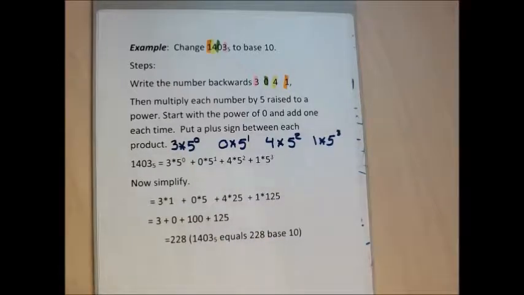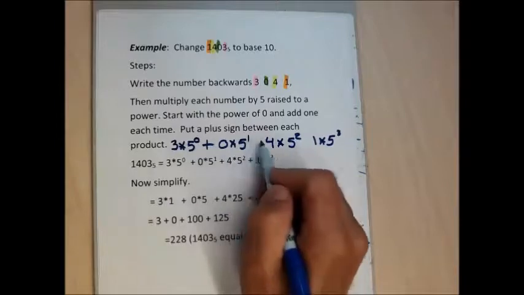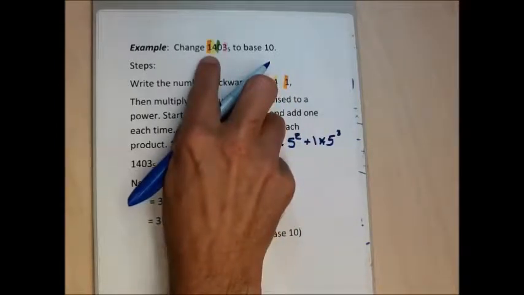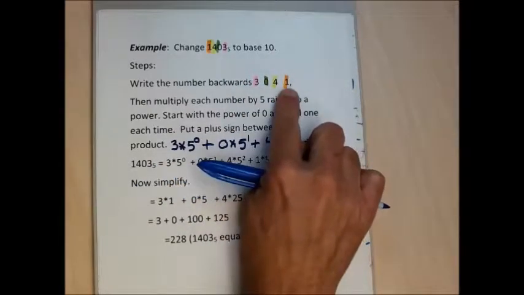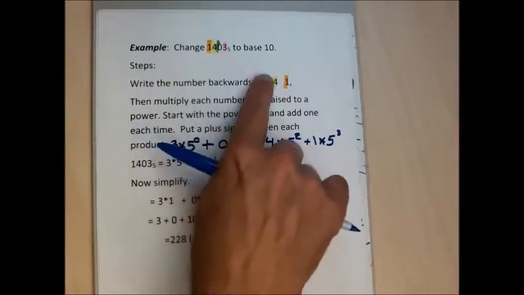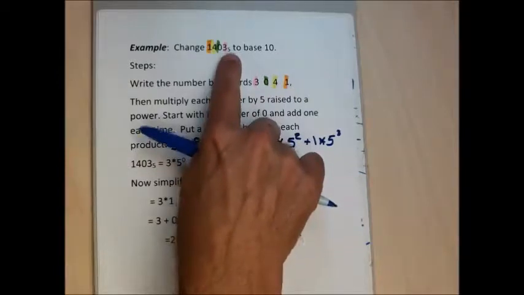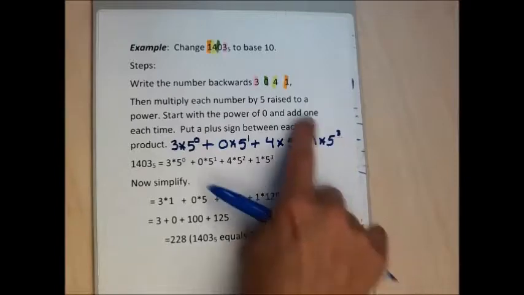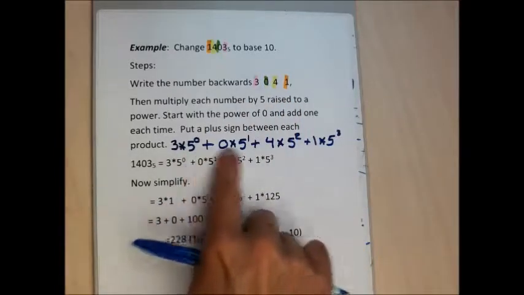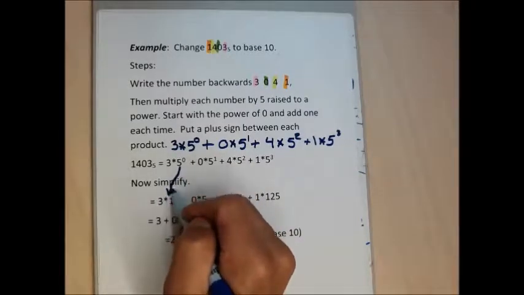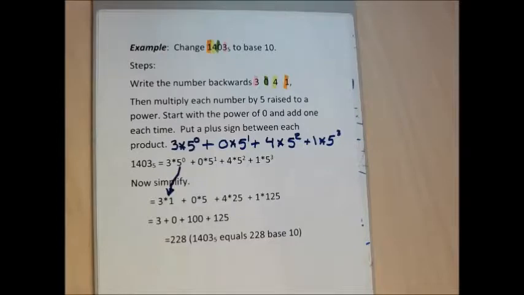And then these individual products I need to add together. So to convert 1403 base 5 into base 10, first I write the number backwards. So instead of 1403, I write 3041. Then I multiply each one of those numbers, 3, 0, 4, and 1, by a power of 5, starting with the power of 0, ending with the last power, in this case 3. And I put plus signs between the numbers, and now I'm just going to figure out each. The first computation, I need to do exponents first, and anything to the 0 power is 1.